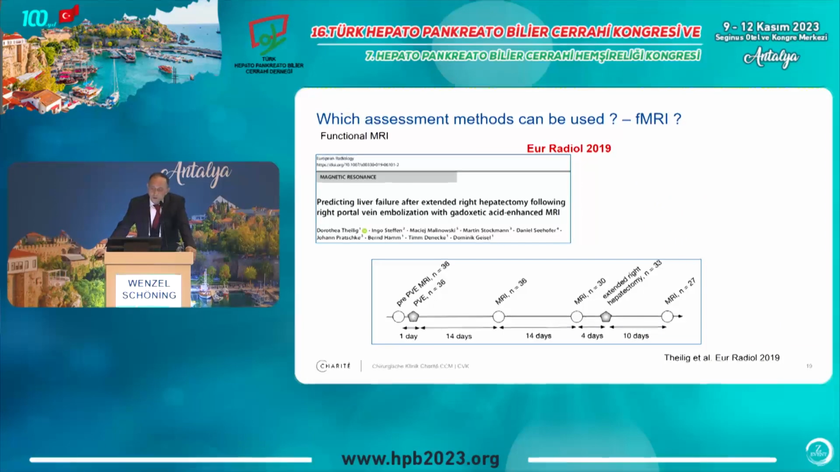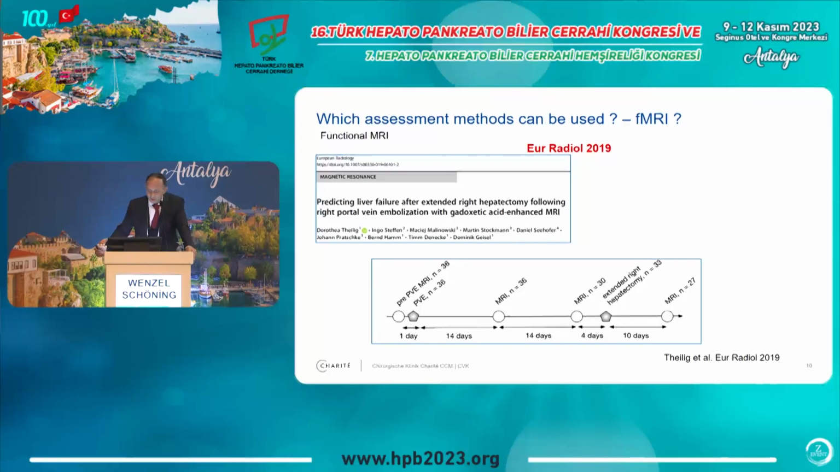So we go a little bit more into detail. What about functional MRI? This is a study published by my colleagues from radiology, from Charité, in European Radiology in 2019. And they were able to predict liver failure after extended right hepatectomy following right portal vein embolization with gadoxetic acid-enhanced MRI, so Primovist MRI.